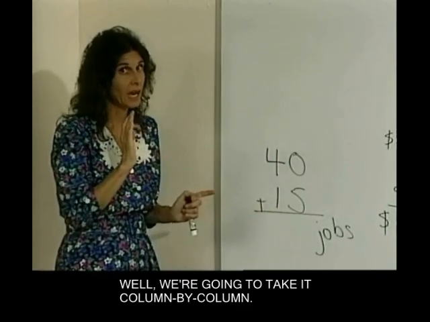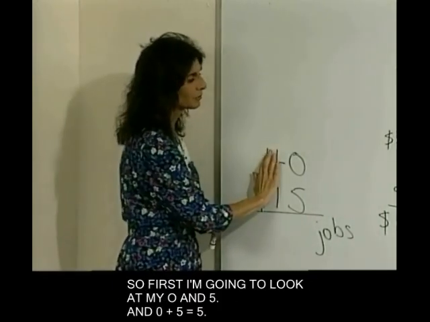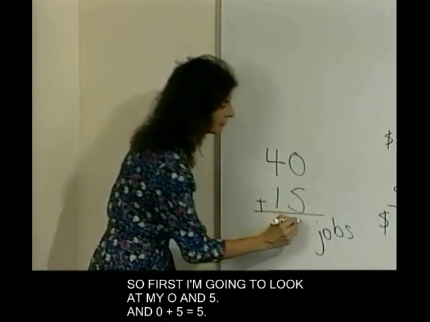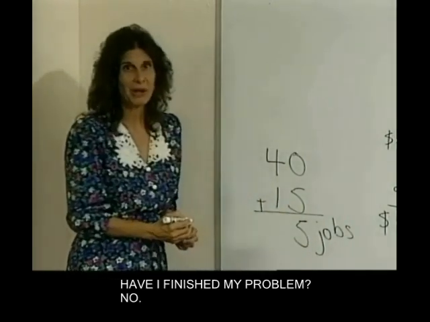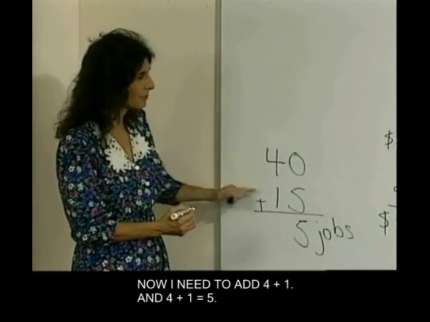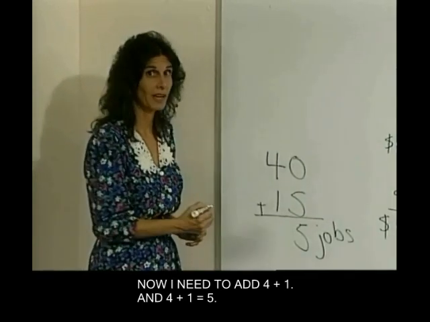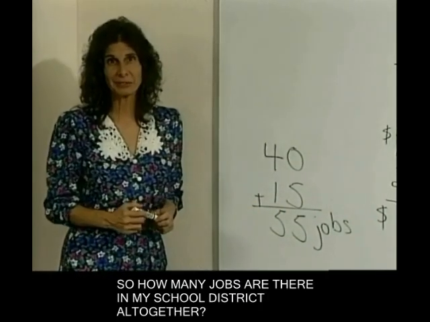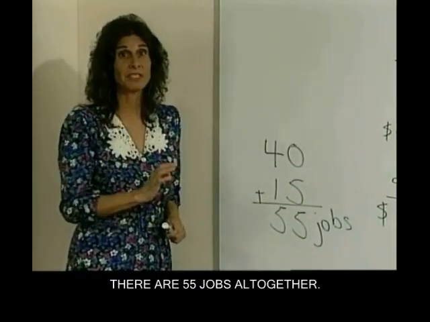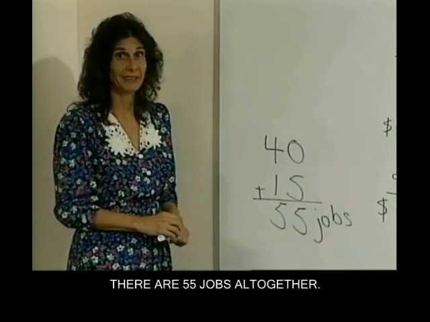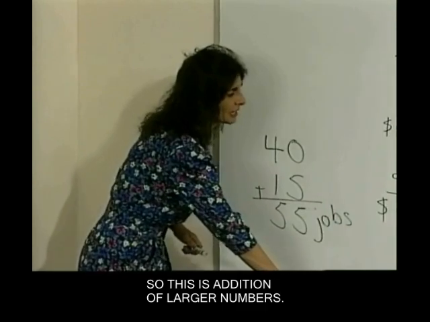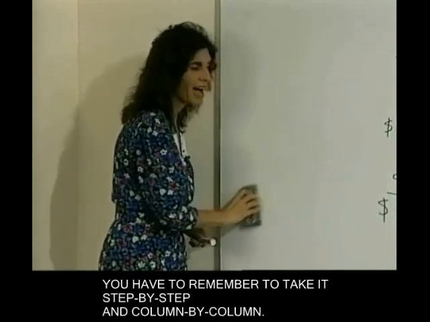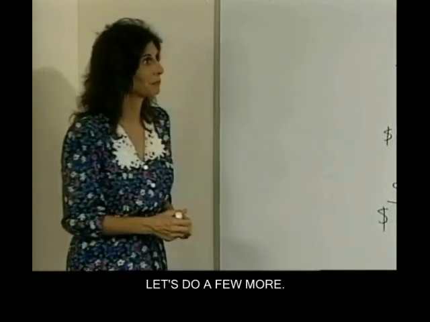Well, we're going to take it column by column. So first I'm going to look at my 0 and 5. And 0 and 5 is 5. Am I finished my problem? No. Now I need to add 4 plus 1. And 4 plus 1 is 5. So how many jobs are there in my school district altogether? There are 55 jobs altogether. So this is addition of larger numbers. You have to remember to take it step by step and column by column. Let's do a few more.